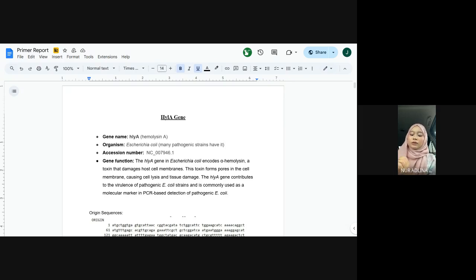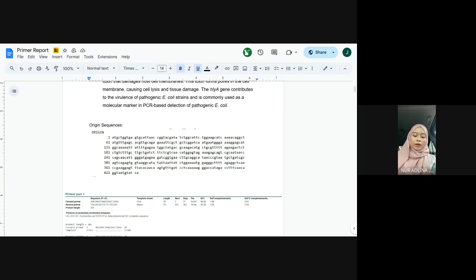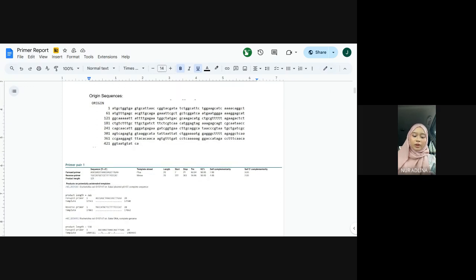So why is the gene very important? Because the HLYA gene in E. coli encodes alpha hemolysin, a toxin that damages host cell membranes. This toxin forms pores in the cell membrane, causing cell lysis and tissue damage. The HLYA gene contributes to the virulence of pathogenic E. coli strains and is commonly used as a molecular marker in PCR-based detection of pathogenic E. coli. As you can see on the screen, this is the origin sequence.